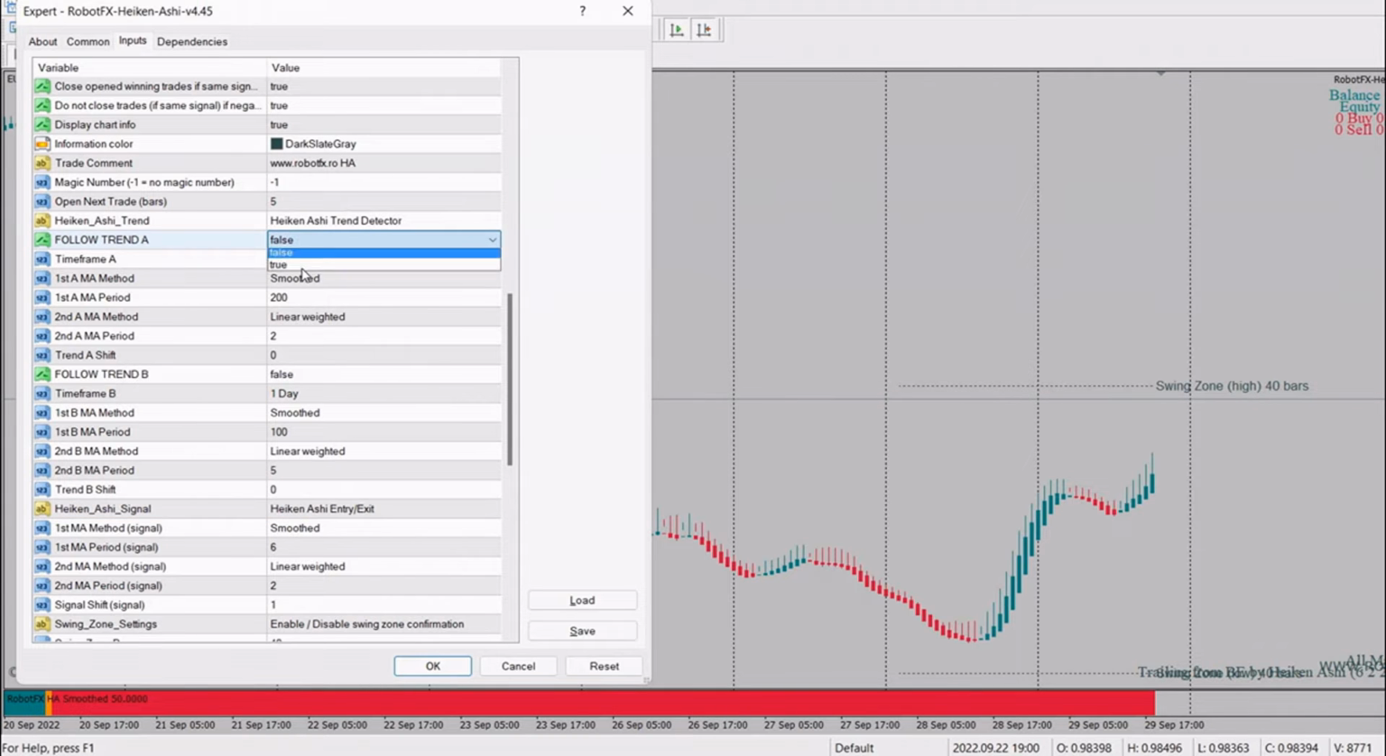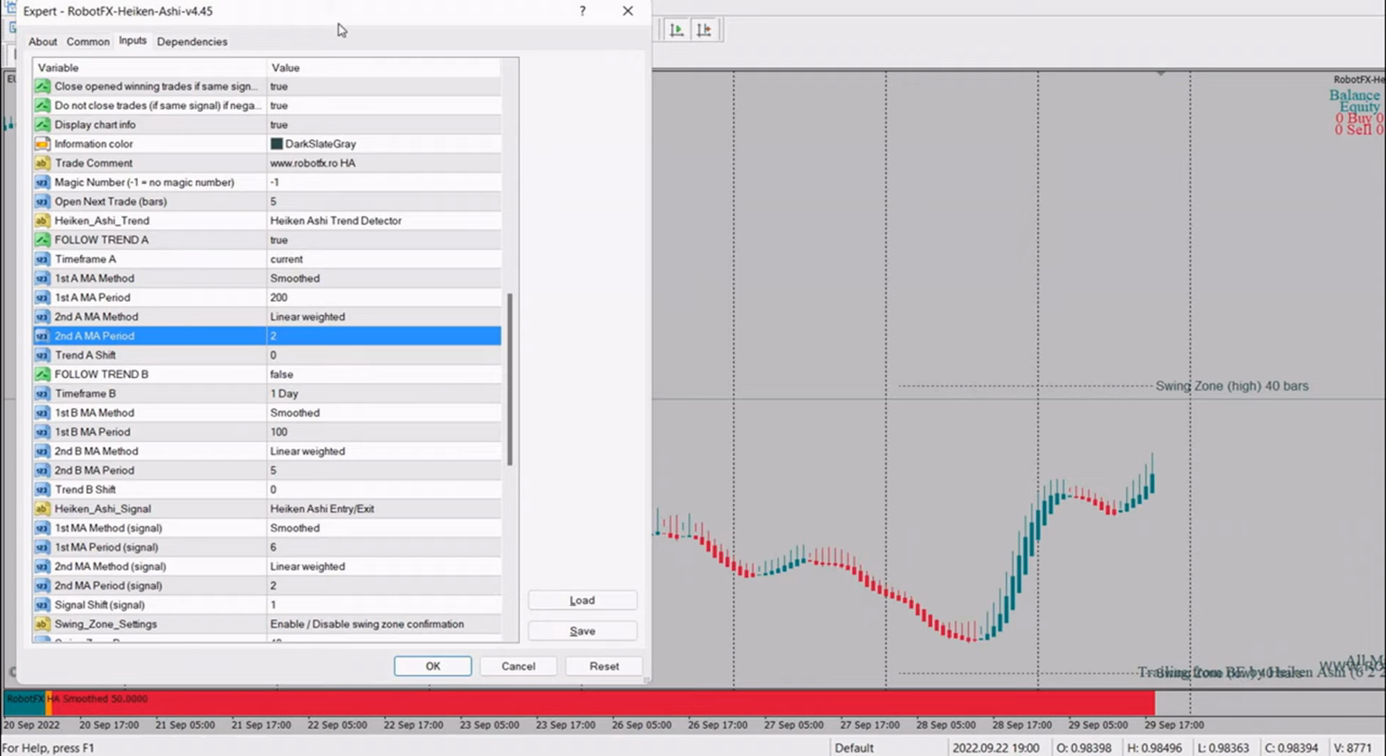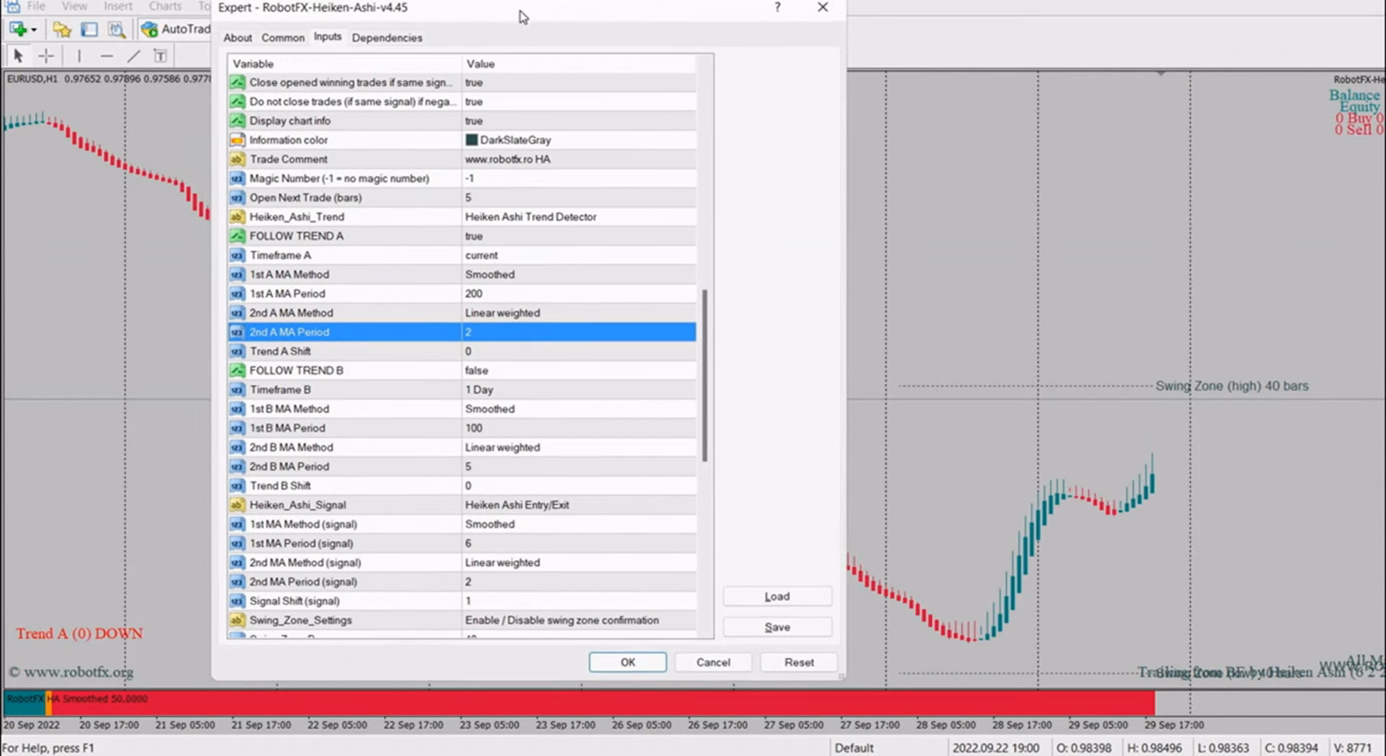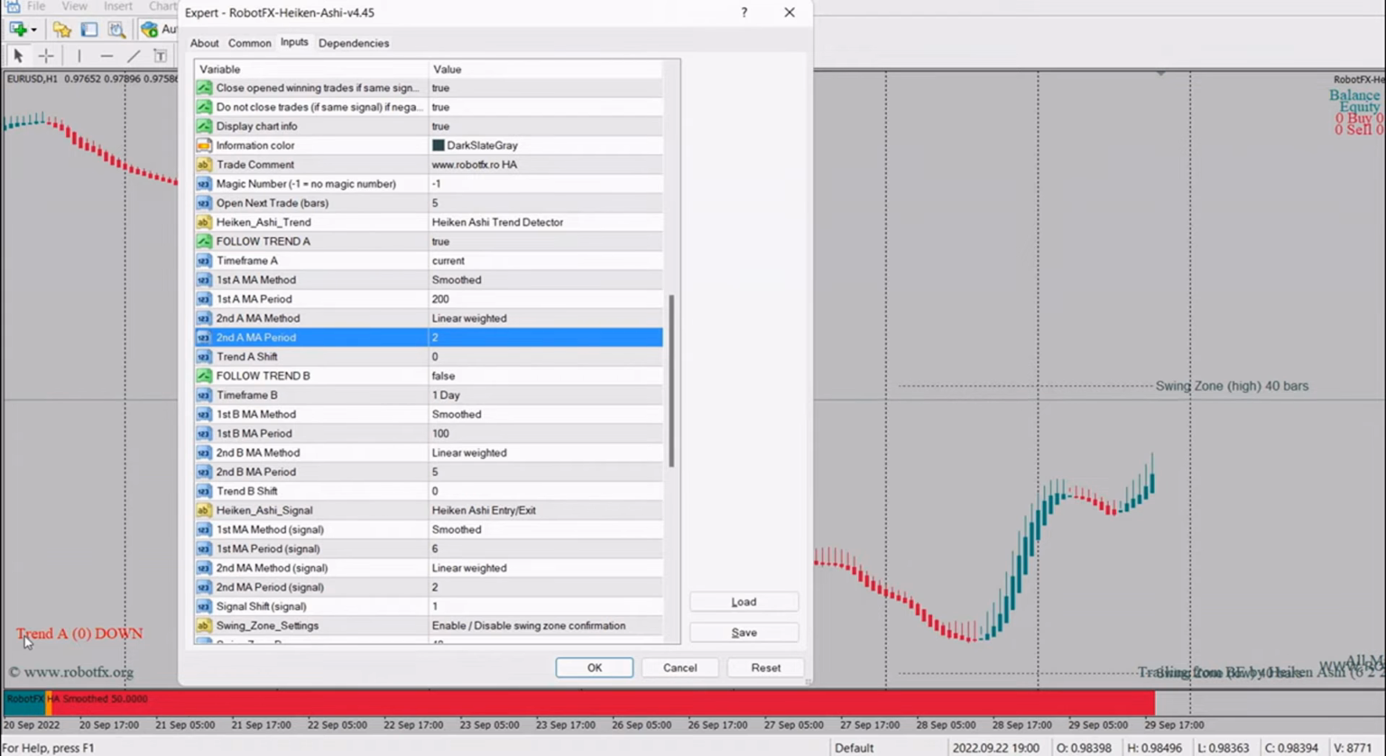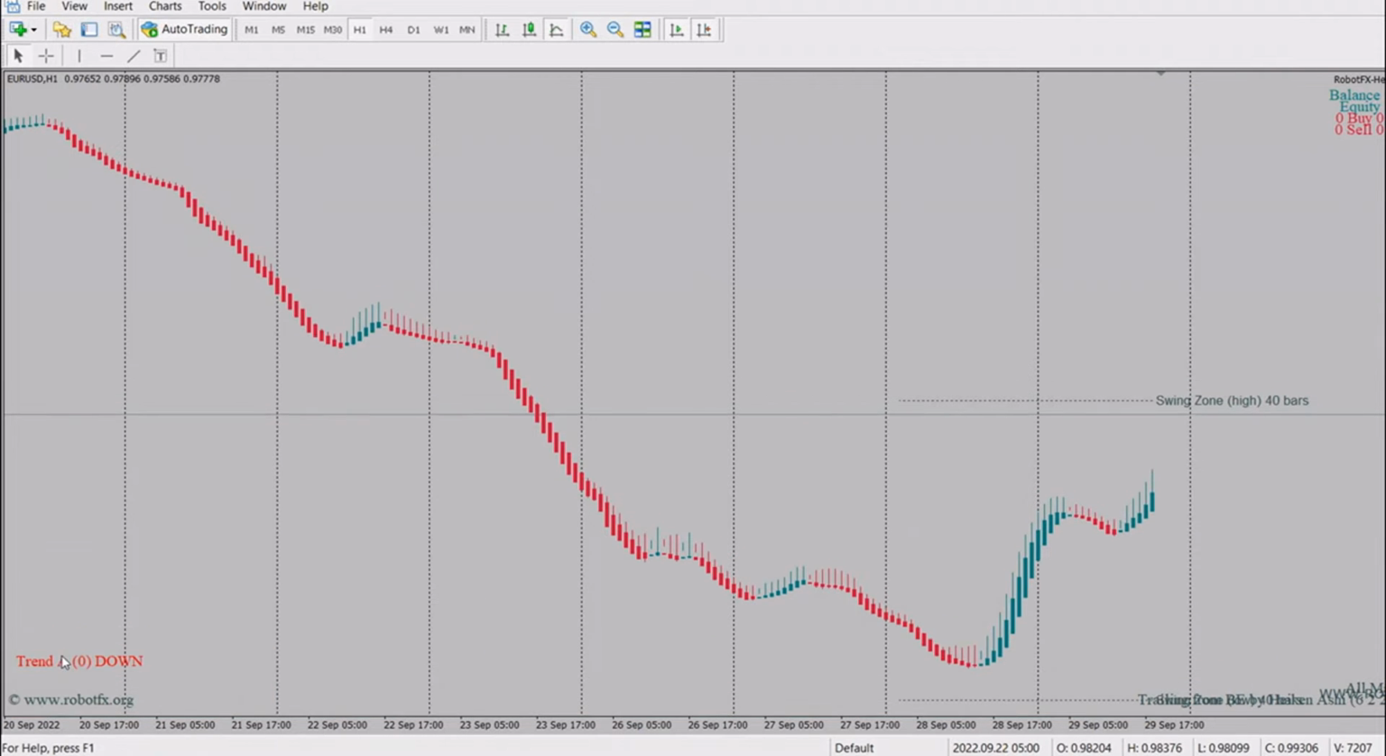Now, if you want to use the trend with these settings, I'm using the Heiken Ashi indicator signal to determine the trend. On this chart, it is smooth 200 linear. And this is also reflected by this third indicator right here that you don't need, although I like to see it, because the expert advisor itself is writing this trend detector message right here informing us that the trend A is down. Zero means the current time frame.